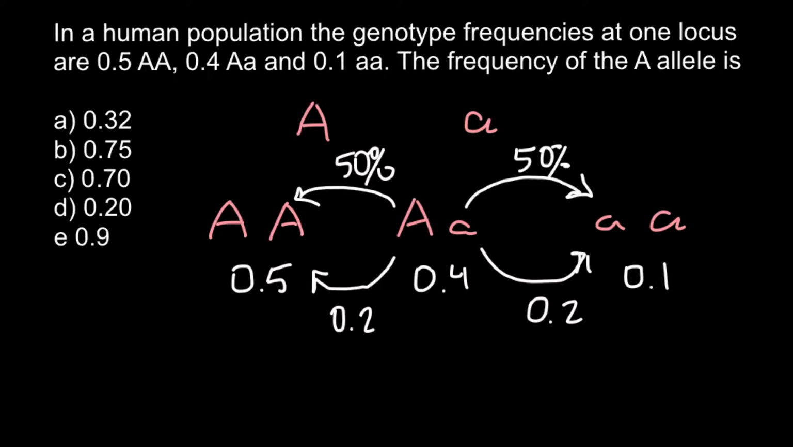And we are going to get the frequency of the dominant allele A as 0.7 and the frequency of the recessive allele as 0.3. So once again, if we combine these frequencies, we are going to get 1 or 100%. So as you see, the frequency of the dominant allele is answer C, 0.7 or 70%.